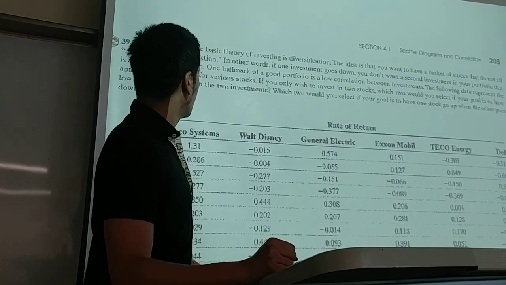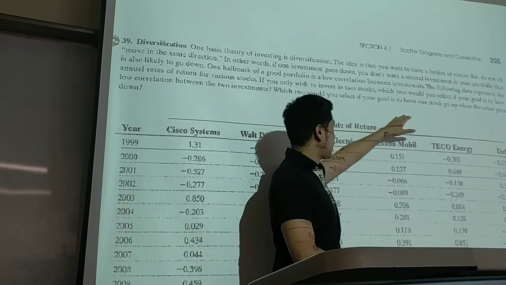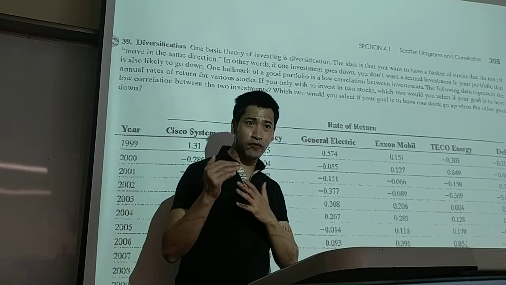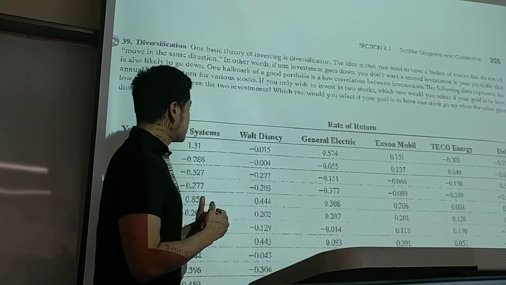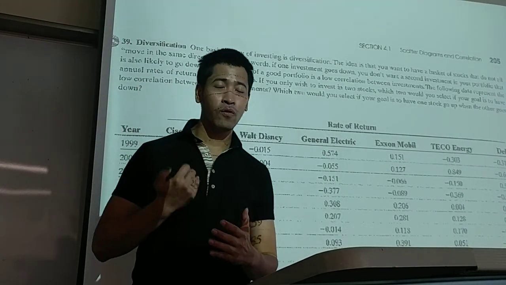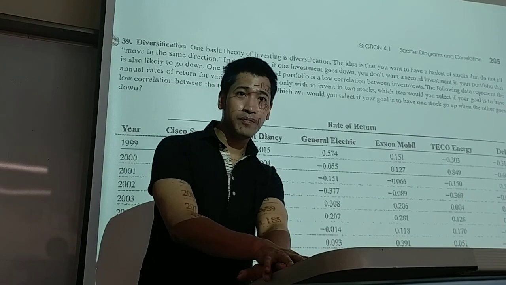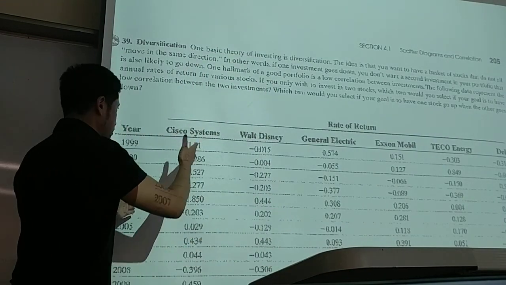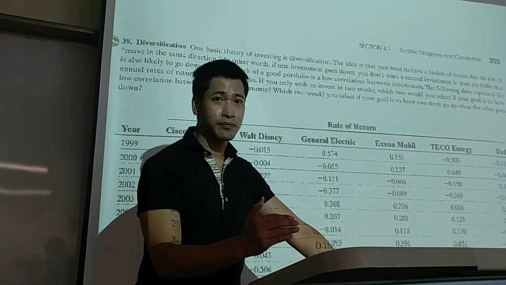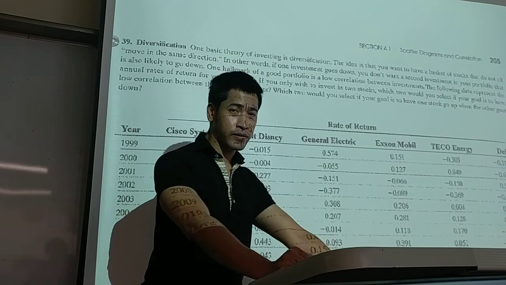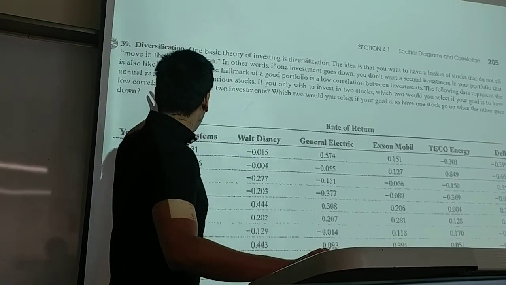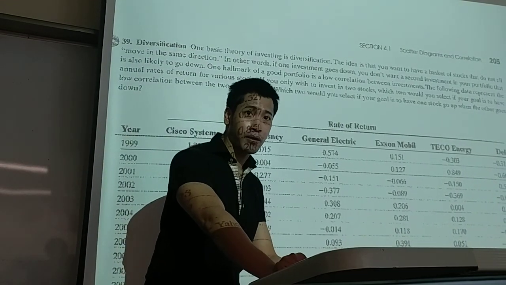And moreover, which 2 would you select if your goal is to have one go up and the other one go down? Do you understand the differences between the 2 questions? This one here, your goal is to have a low correlation, right? What does it mean, as low as possible? It means that you want the 2 stocks' returns to have a correlation that is as near 0 as possible. Clear? As low as possible.